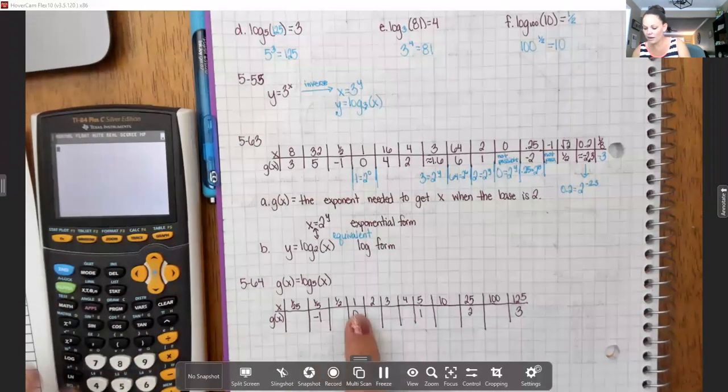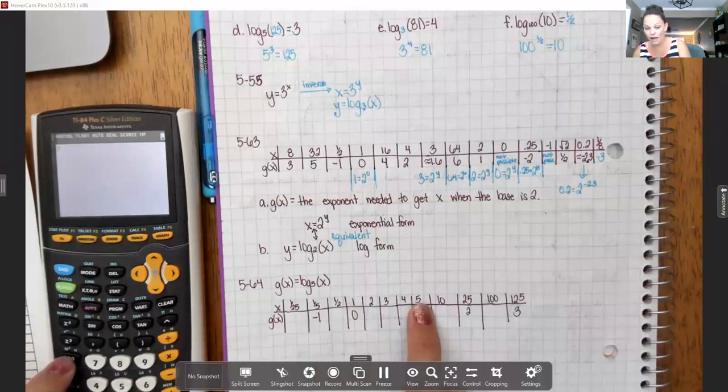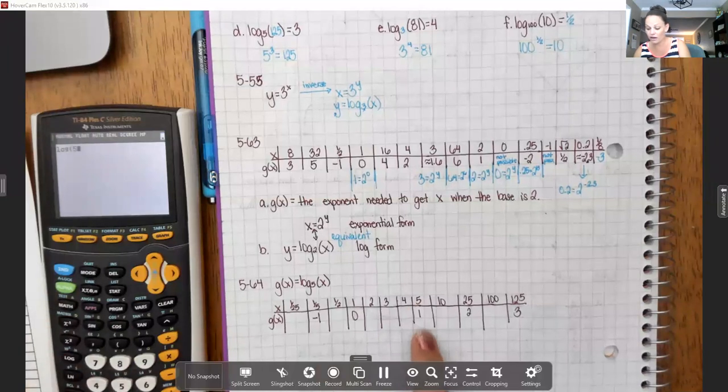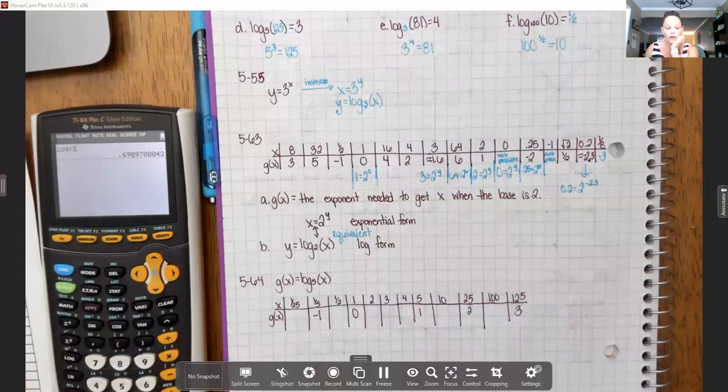So if I type in, let's say, log of 5, just to check, I know I should get 1. The book tells me I should get 1. But when I do that, I don't get 1. So what you can do here, we could guess and check, but we don't want to do that. That's going to take a lot of time.